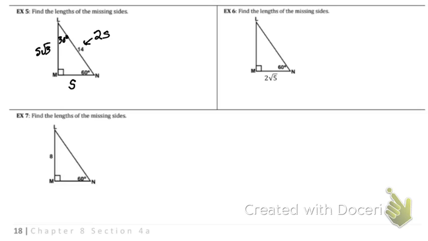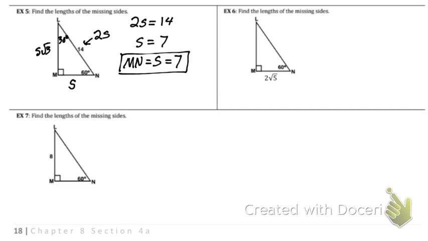Now I see that 2S is pointing at that 14. So the start of my equation is going to be 2S equals 14, which means that S just equals 7. Well, MN equals S, so MN just equals 7. LM equals S square root of 3. Well, S is 7, so that's going to equal 7 square root of 3. And we're done with that one.